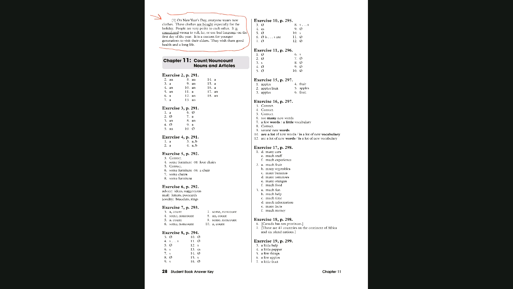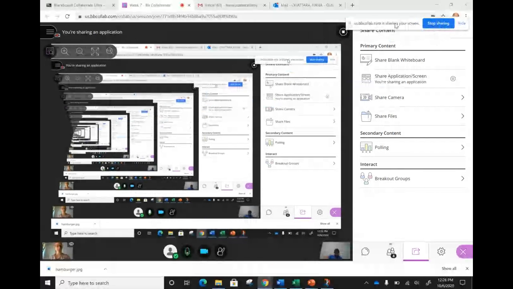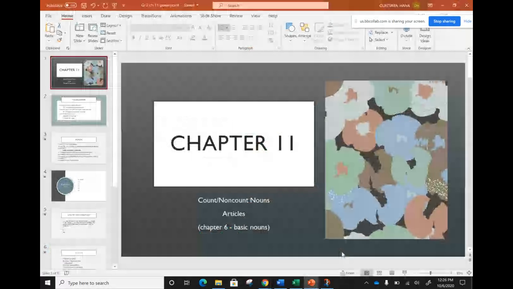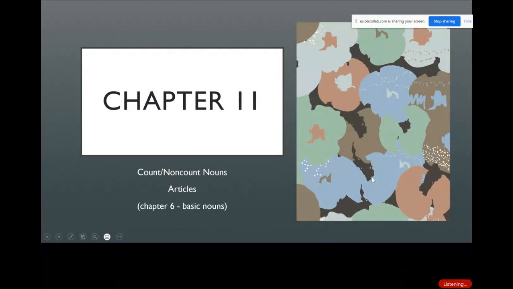This week we're talking about count and non-count nouns and articles. Just so you know, chapter 6 was all about nouns and pronouns. So if there's a point in this lesson where you're confused and not sure what a noun is, I recommend you go back to chapter 6 and look at some of the explanations about nouns, because this chapter is building on that information.